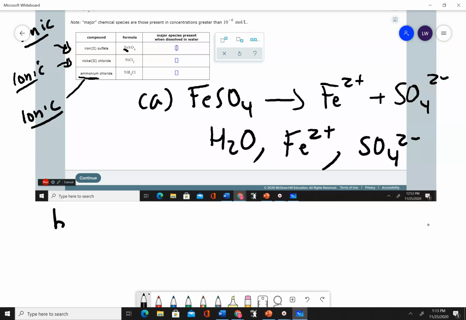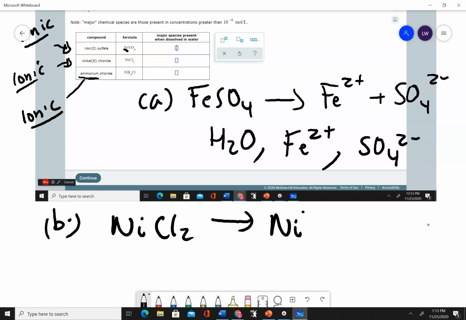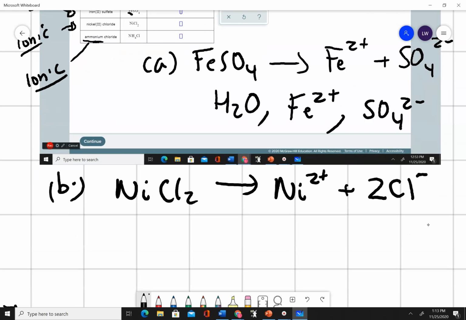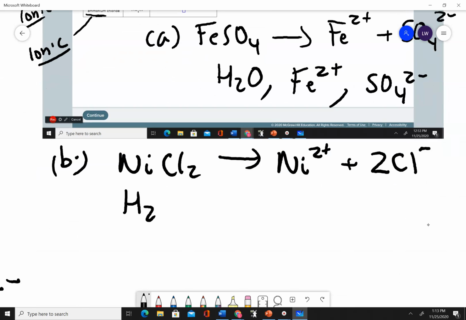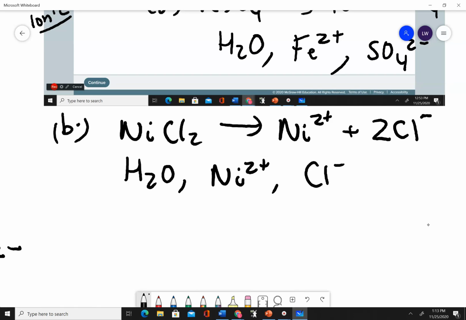Now for B, we've got nickel 2 chloride. The nickel 2 refers to the charge on the nickel. So the charge on the nickel is 2+, and then we've got 2 chloride anions, each of which has a -1 charge. So the major species present: water, nickel 2+, and chloride ions. And again, we can see that the nickel 2 ions and the chloride ions will be present in a 1:2 ratio due to that ratio being present in the compound.